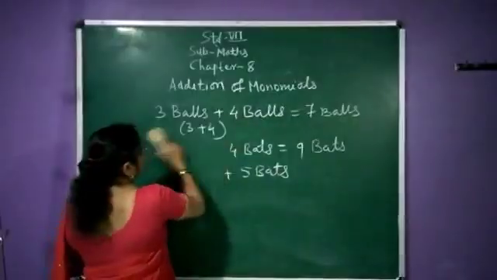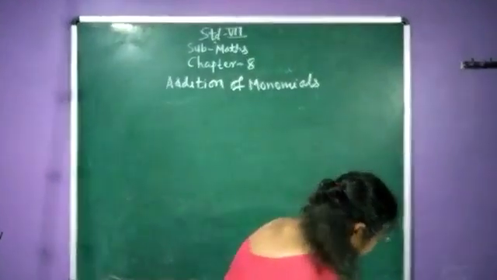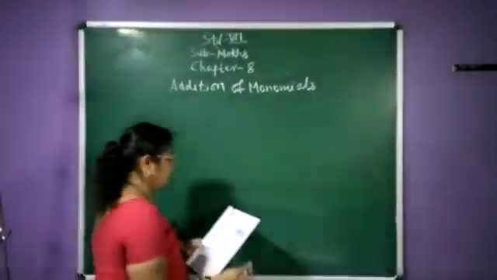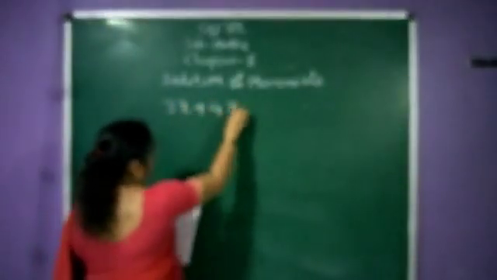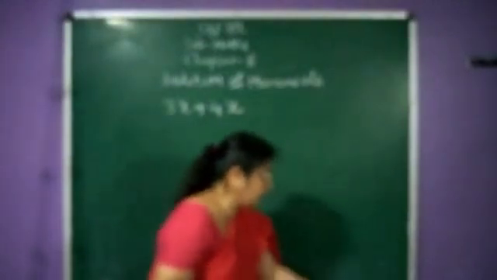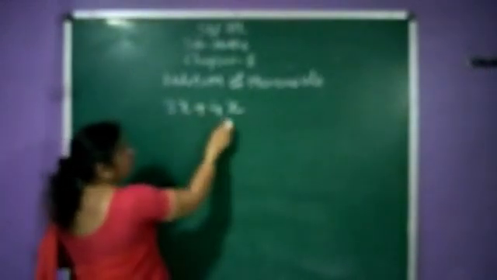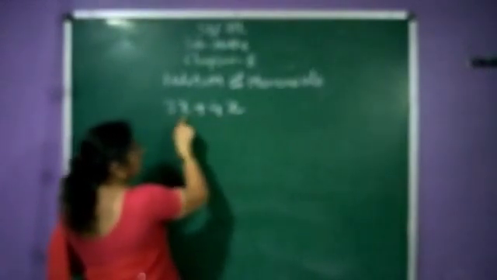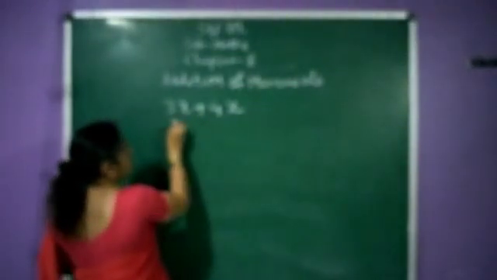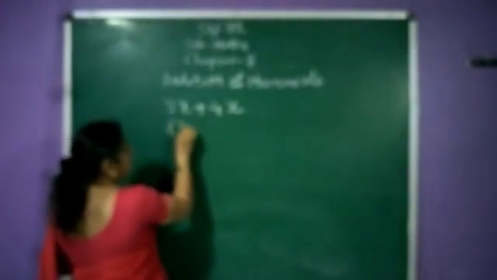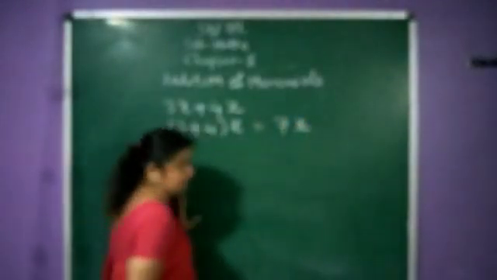Now I will take one example which is there in your textbook. See here, the first example is 3x plus 4x. Both the terms are monomials, meaning one term each, right? And the variable is also same. So the variable is same, so I can add the coefficients 3 plus 4 into x, so I got 7x.